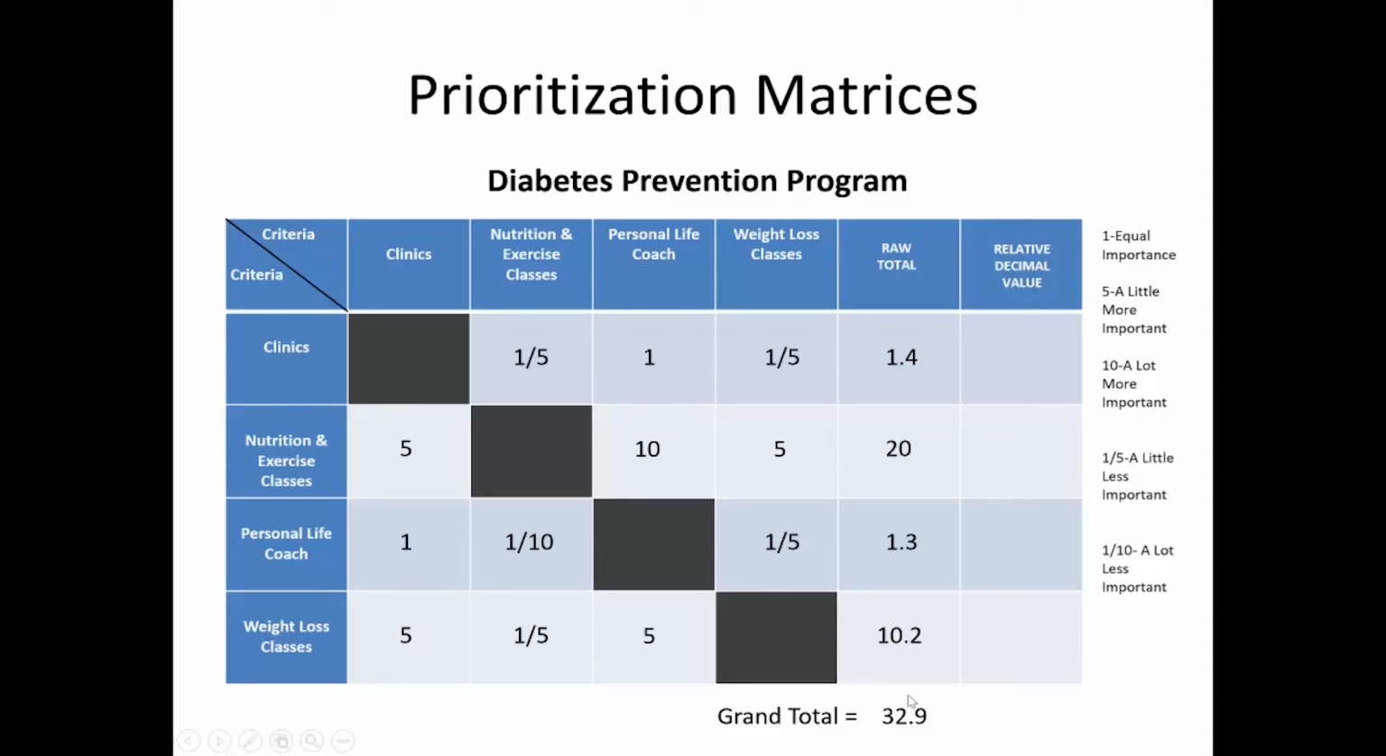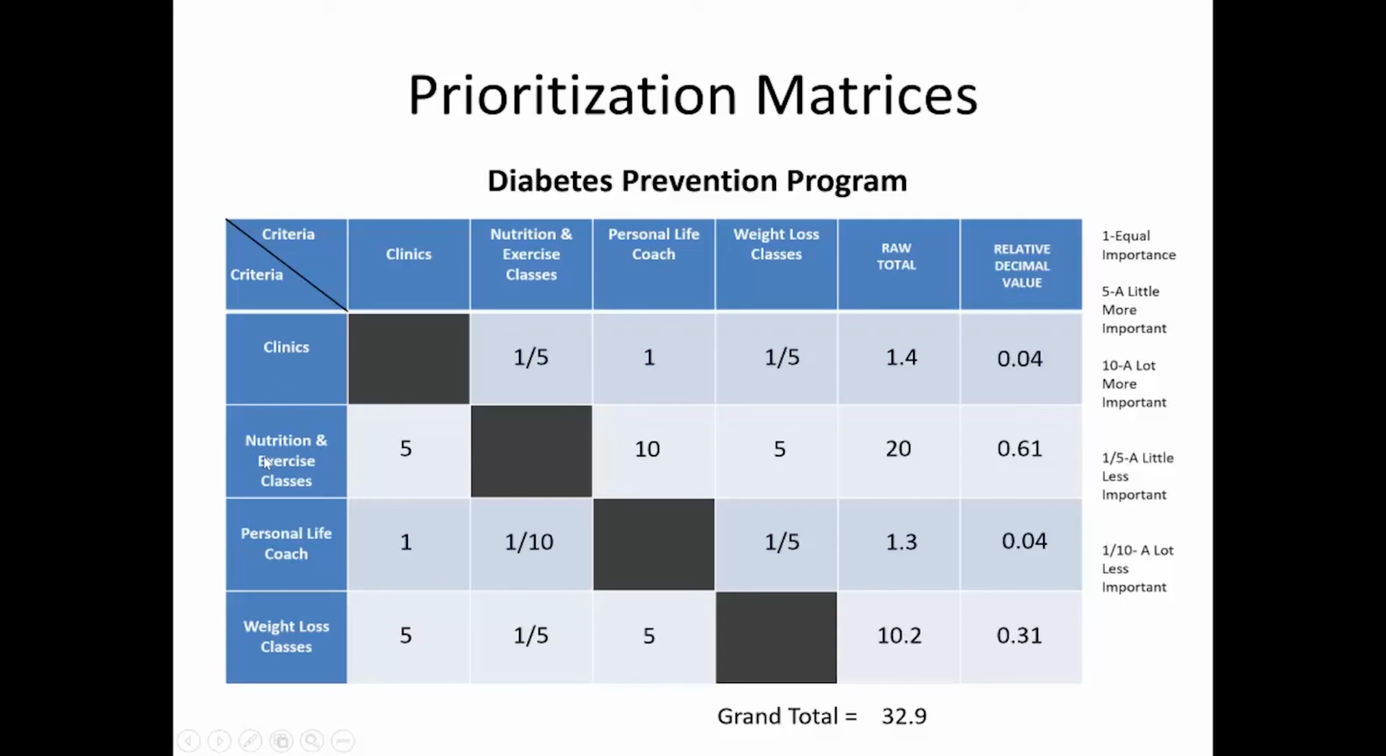Now I'm going to take the grand total and use each of the raw total values and simply divide them by the grand total to give me a relative decimal value. The relative decimal value I get for the first row is 0.04, 0.61 for the second one, 0.04 for the third one, and 0.31 for the last one. So what I've done now is created a relative decimal value for each of the examples.